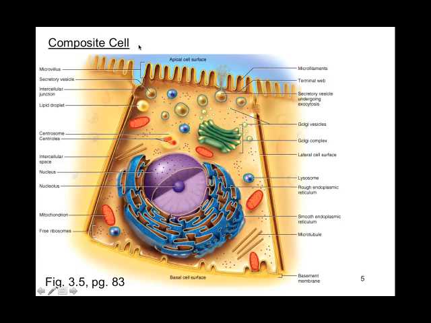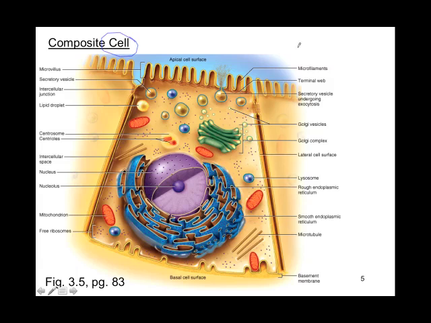Let's talk about what we call the composite cell. Because we have so many different types of cells with so many different functions, not all of the structures found inside of a cell are going to be found in every single cell in the body. The function of those cells is going to determine what we're going to find in those cells. So what we want to talk about briefly is the composite cell. If we were to take a cell and assume that this cell had every single organelle in it, this is what it would look like.